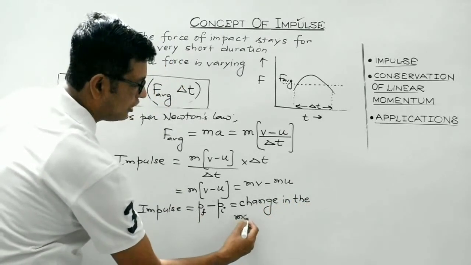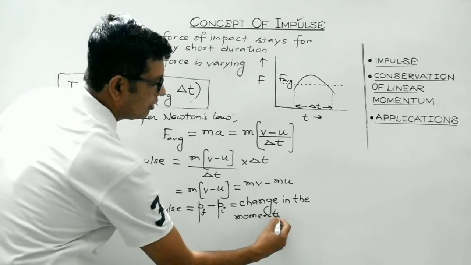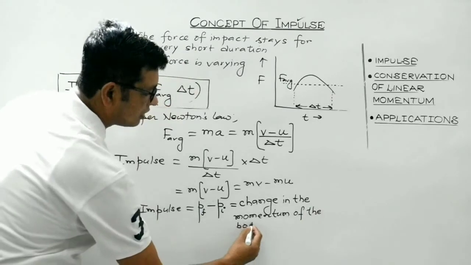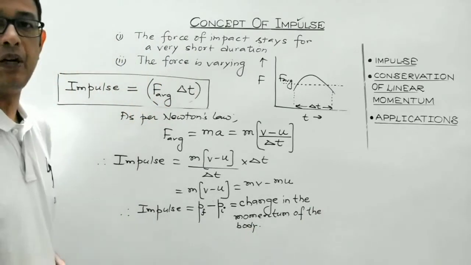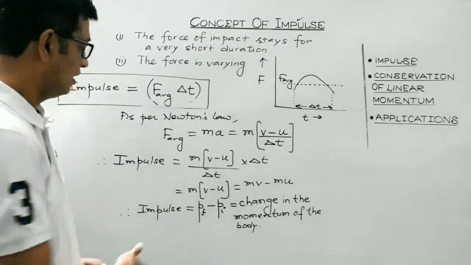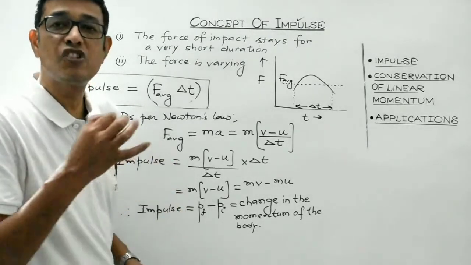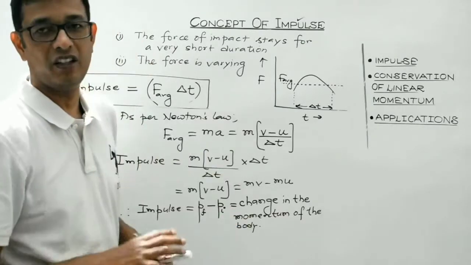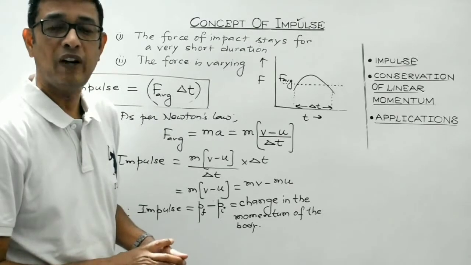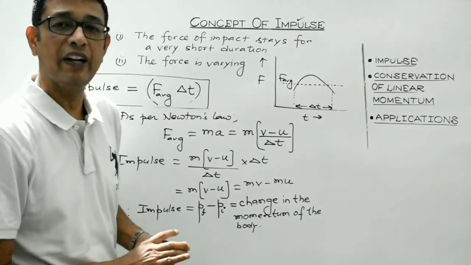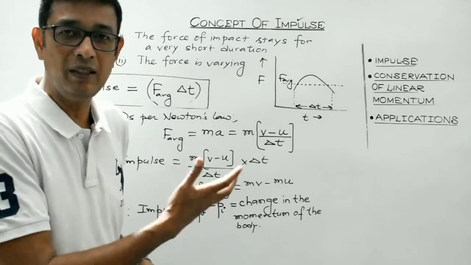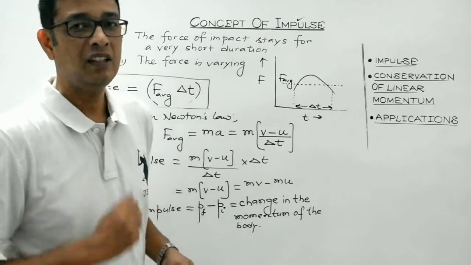So this is another valid statement of impulse. Impulse received during an impact by a body is also defined as the change in the momentum of the body. So students, always remember, in any numerical, when you are supposed to find the value of impulse, simply find out the change in momentum of the body. That would be numerically equal to the impulse received by the body during an impact.